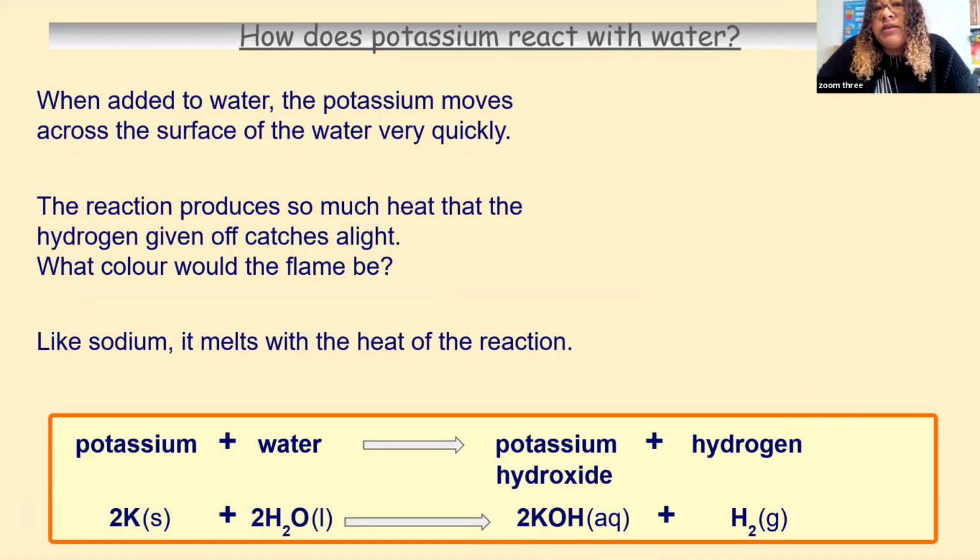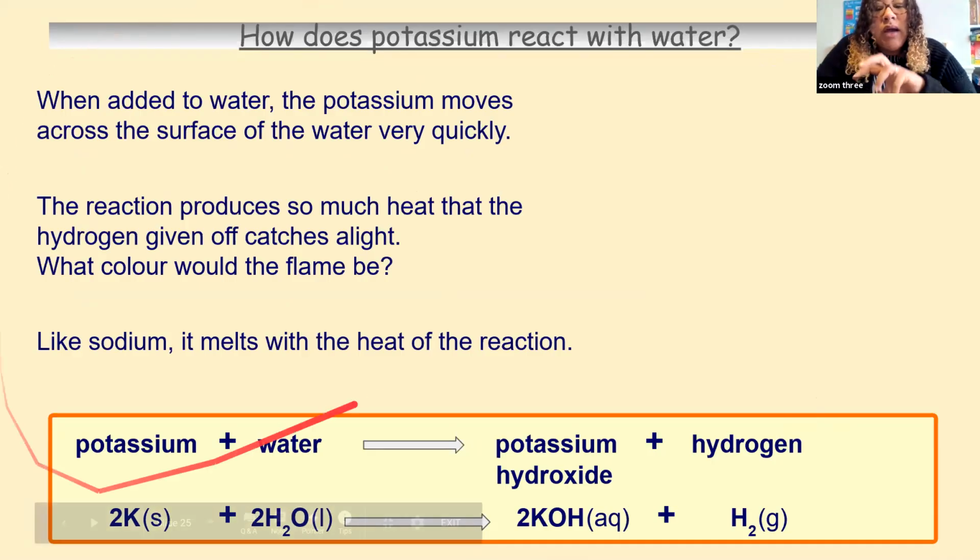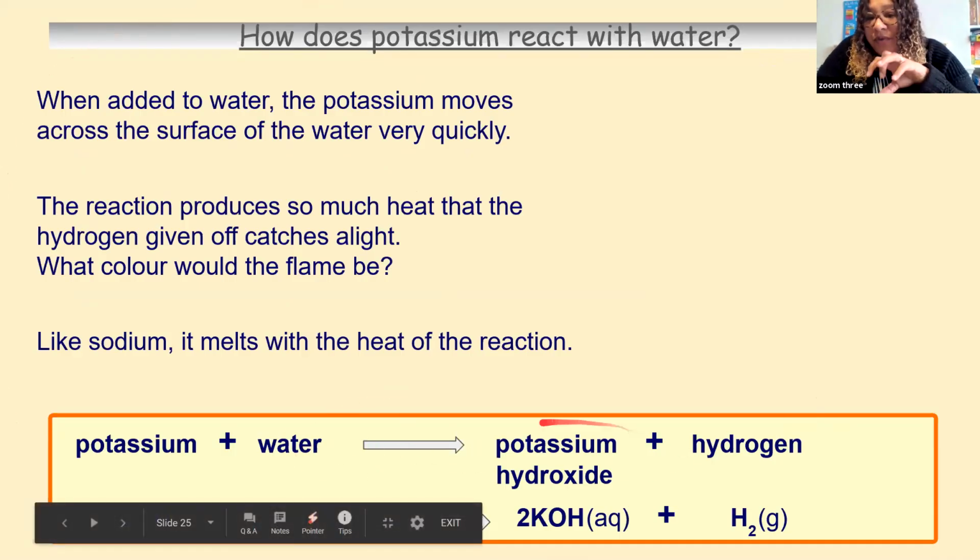And this is the one that's most spectacular in class. You're like, do a bigger bit, miss, or sir, make it a bit bigger. We can't, it's dangerous. We don't want to set fire to anybody's eyebrows, okay? So potassium plus water gives you potassium hydroxide and hydrogen gas.